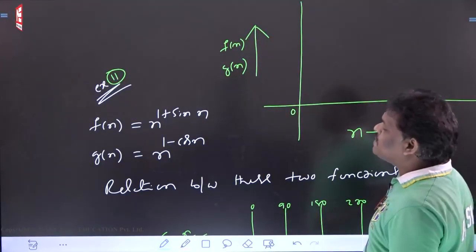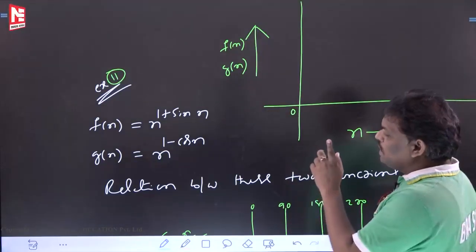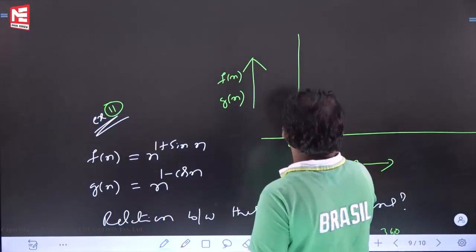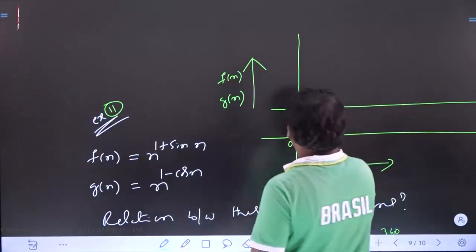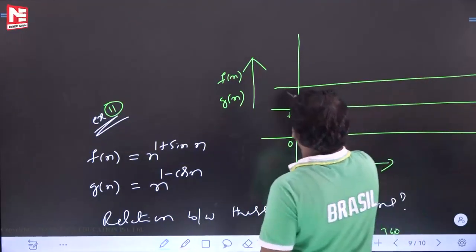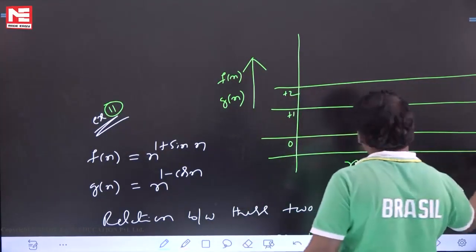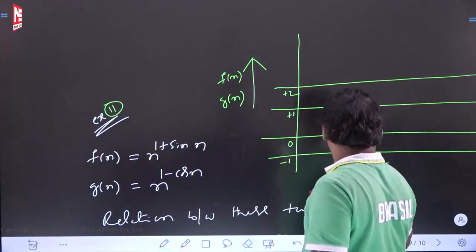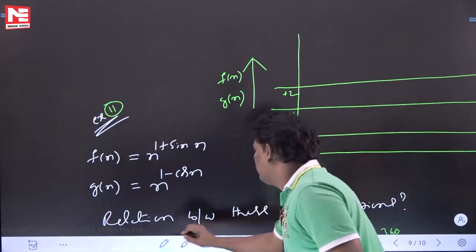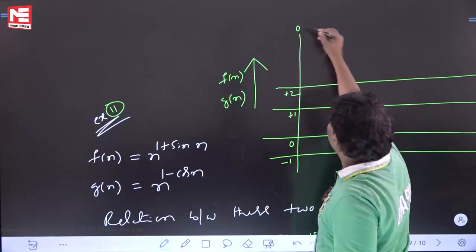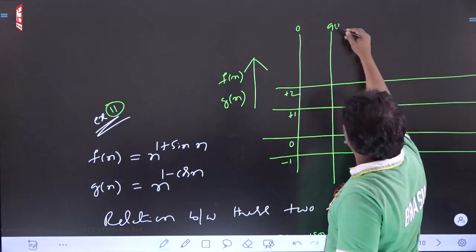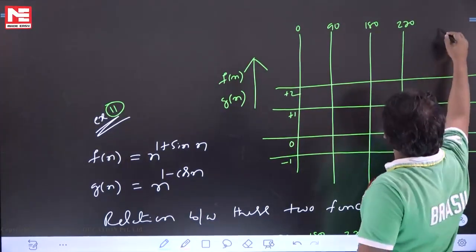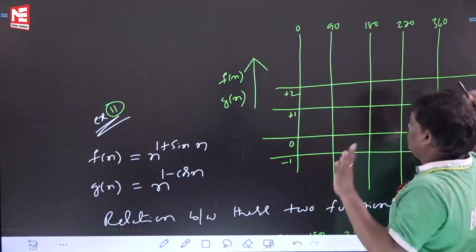Fn is equal to n power 1 plus sin n. Let's check here. It is 0. Plus 1. Plus 2. Same thing, if required, minus also will come. Minus 1. Right? Fine. Next one, it is 0 degrees, 90, 180, 270, 360.